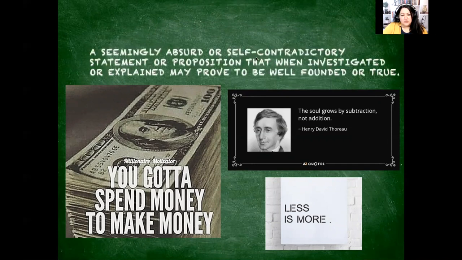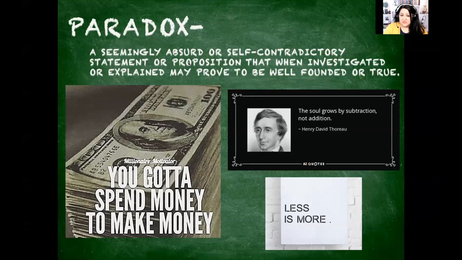A seemingly absurd or self-contradictory statement or proposition that when investigated or explained may prove to be well-founded or true. Okay. This is called a paradox. You got to spend money to make money. Well, think about starting a business. It costs money to buy the building. It costs money to buy the equipment. It costs money to pay the employees. It costs money to do this and that and advertise everything else. But eventually you start making money, hopefully, from the business. So you do have to spend money to make money in that situation. So even though it seems contradictory, this is a true statement.